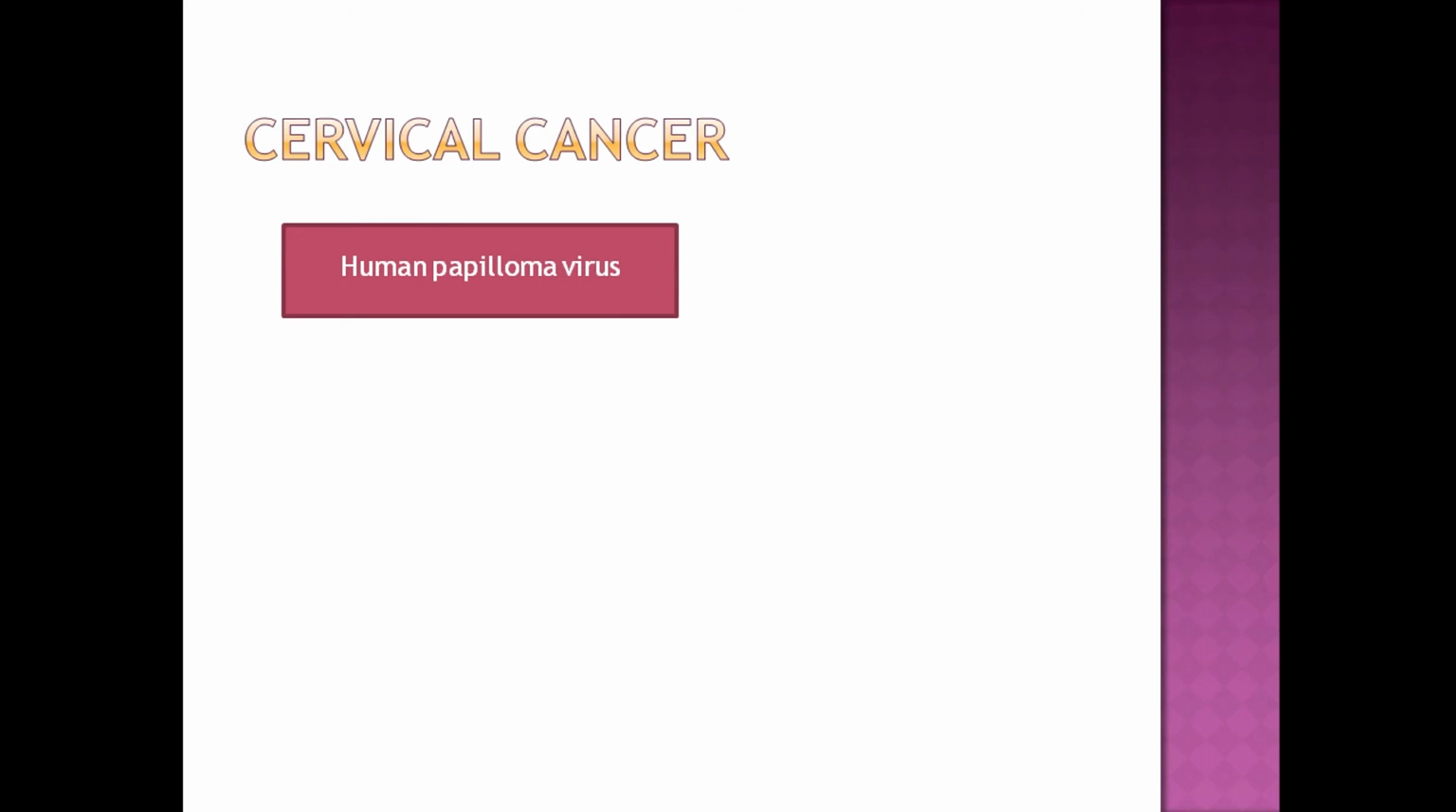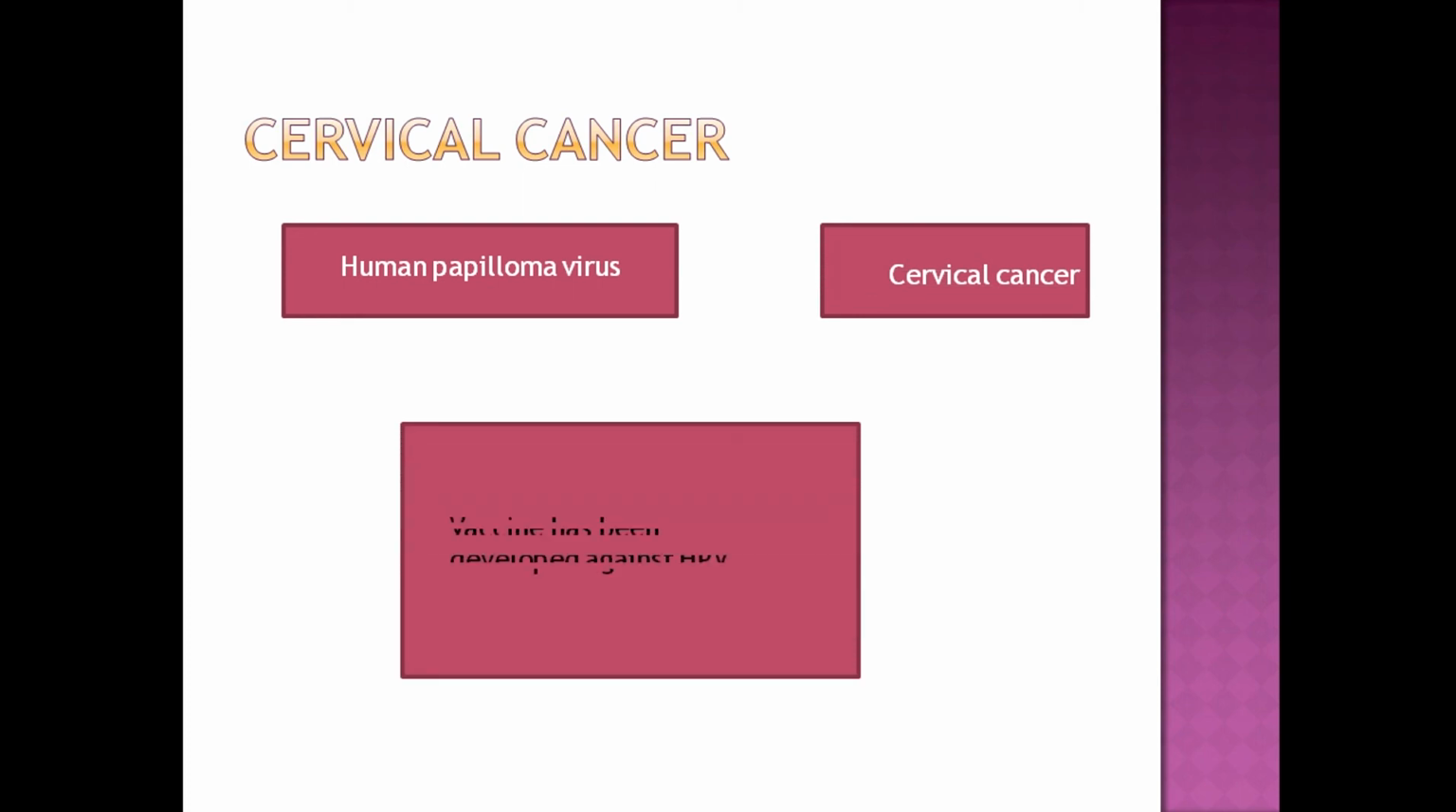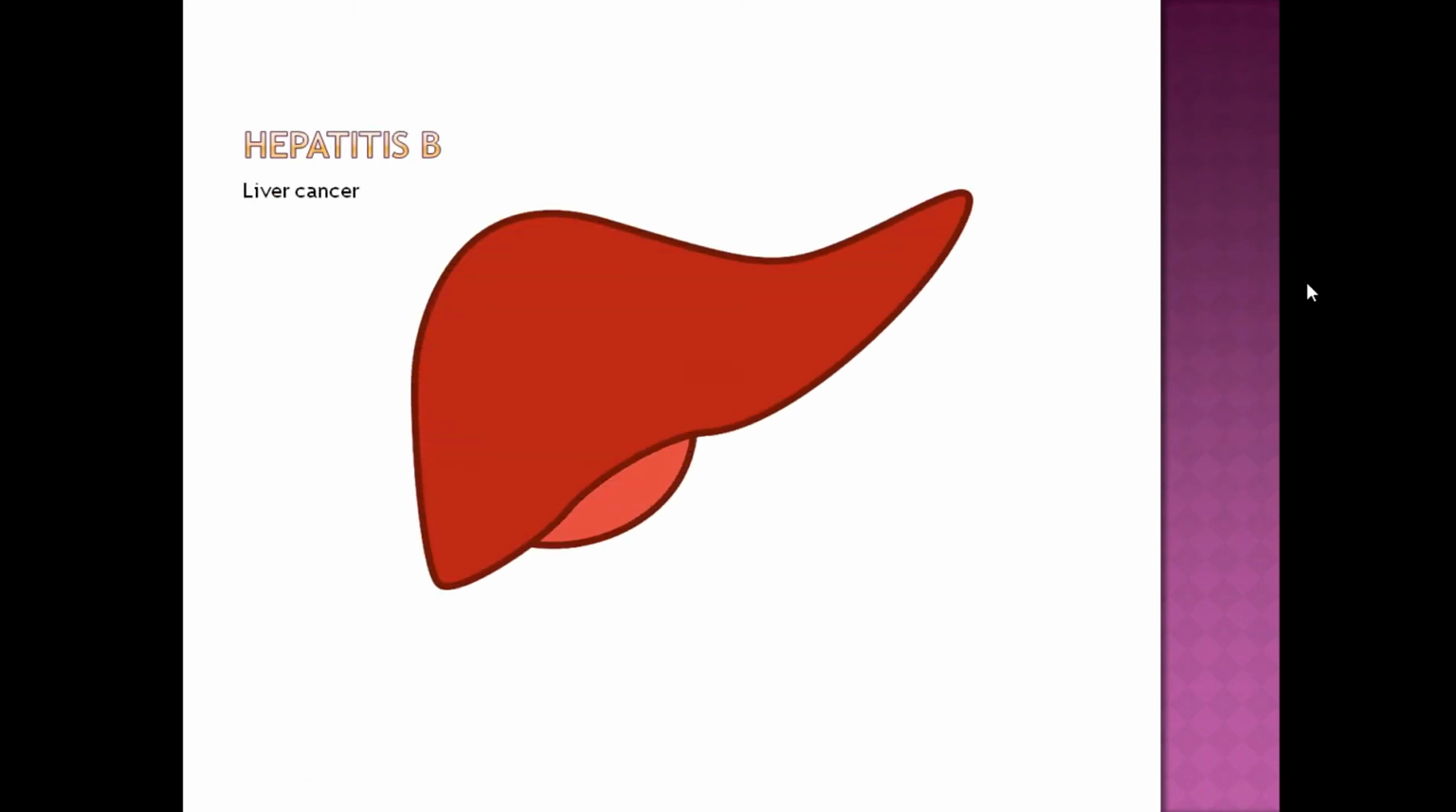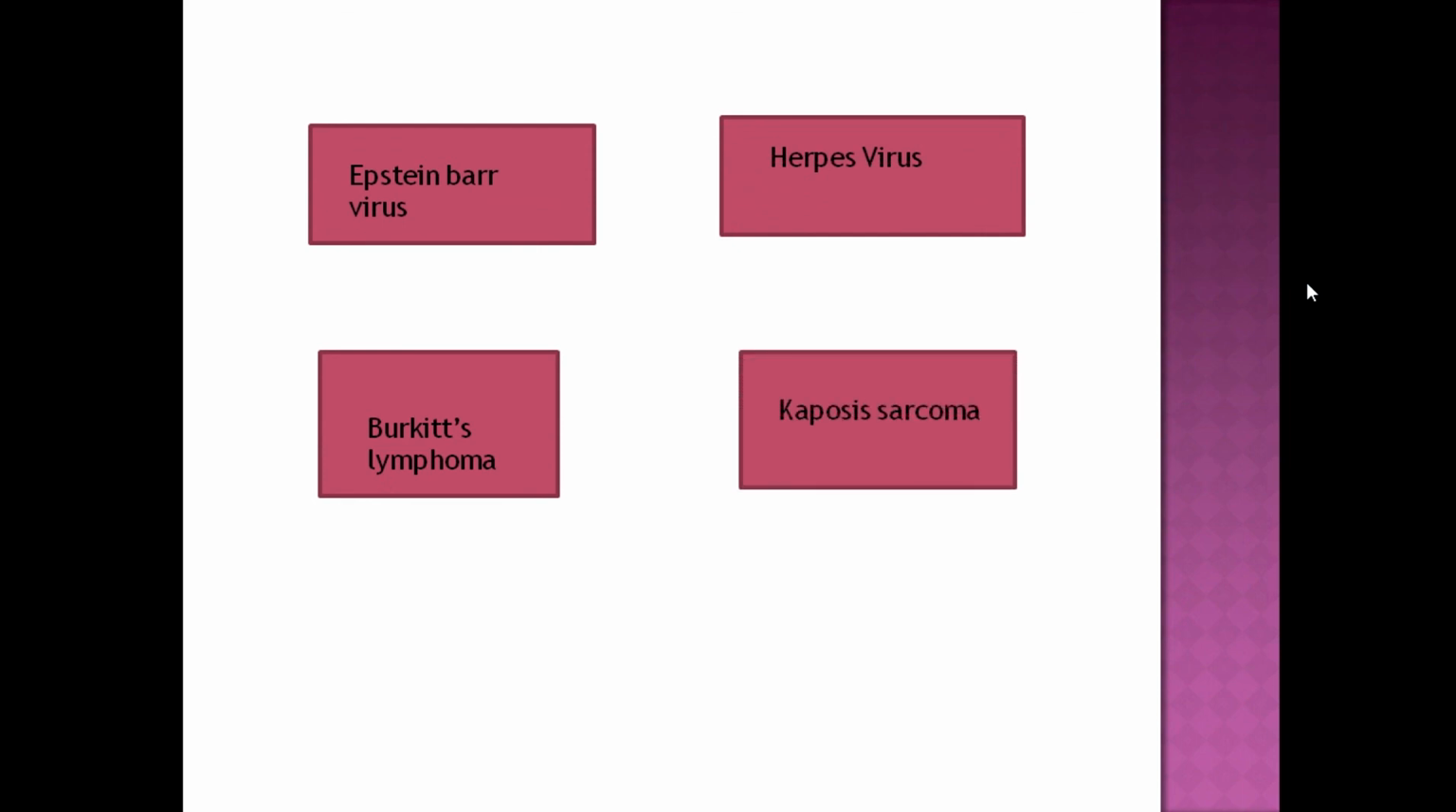So human papilloma virus can cause cervical cancer if left untreated. Now there has been a recent development: a vaccine has been developed against this human papilloma virus to prevent cervical cancer. Hepatitis B causes liver cancer if left untreated. If it is treated, then it will not cause precancerous conditions. And Epstein-Barr virus is known for causing Burkitt's lymphoma, and herpes virus is known to be associated with Kaposi's sarcoma.